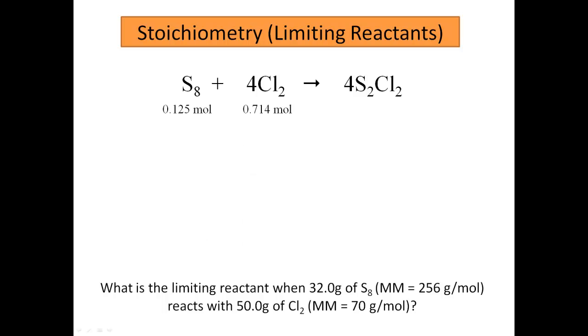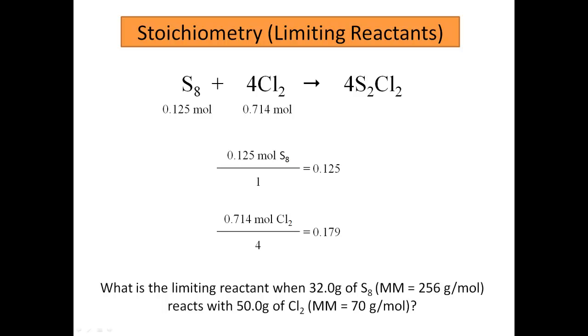Now some people might think, well, there's less S8 than there is Cl2. It's obviously a limiting reactant. But keep in mind that we need to use 4 times as many moles of Cl2 than we do S8. So what we do is we take both of their moles and we divide them by their coefficients. We take the 0.125 moles of S8 and divide it by 1, and we take the 0.714 moles of Cl2 and divide it by 4. That gives us 0.125 S8 and 0.179 Cl2.